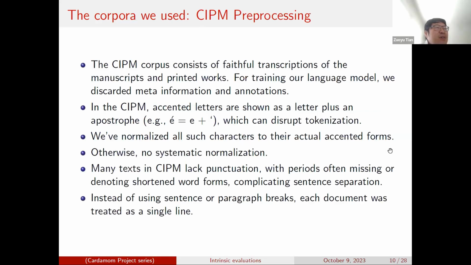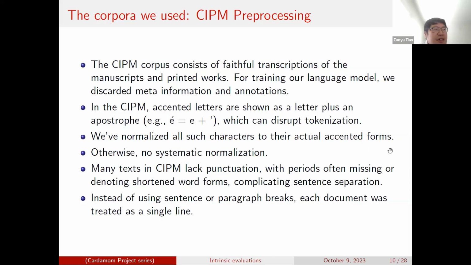So here's how we did the pre-processing. First, we just discarded the meta information annotations, and then we also found that in the CIPM, all the accented letters are shown as a letter plus an apostrophe, which could cause an issue in tokenization. So we normalized all such characters to their actual accented forms. But besides this, we did no systematic normalization.